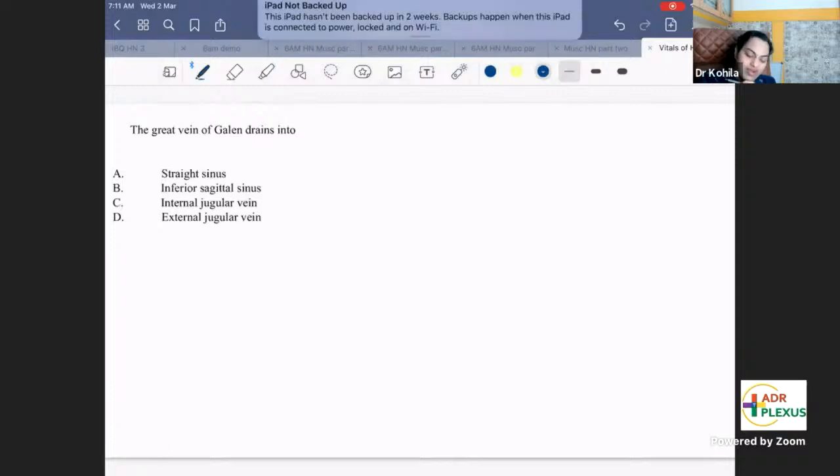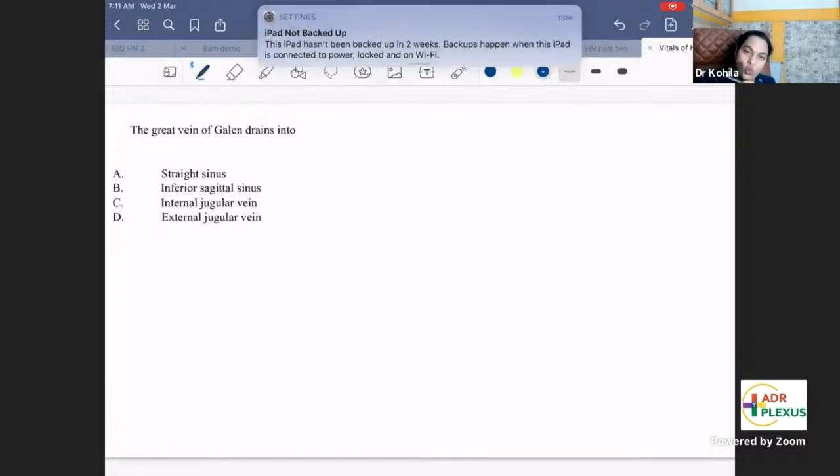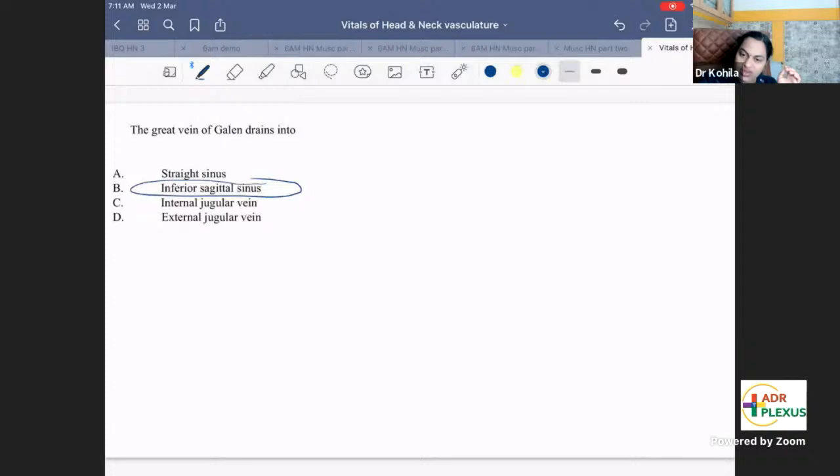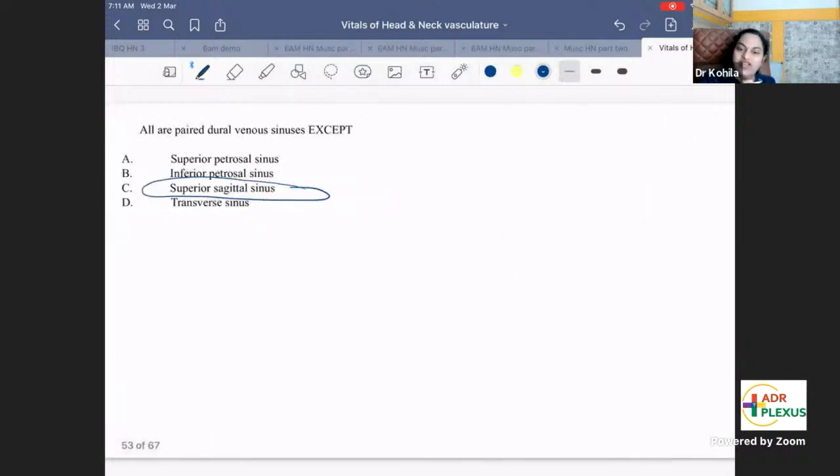The great cerebral vein of Galen drains into a dural venous sinus. Only a few areas are important, right? Yes, very good. The explanation is coming up.